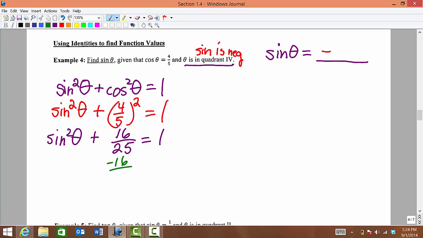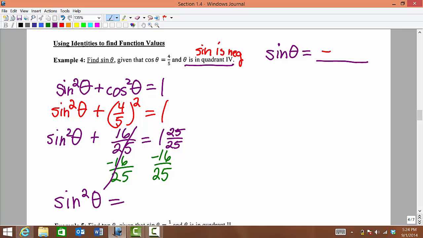Now we can subtract 16 over 25 from both sides of our equation. And we know that when we subtract, we do need to have a common denominator. If I was to write 1 with a denominator of 25, of course that would be 25 over 25. So now we have that sine squared theta is equal to 25 minus 16, which is 9, keeping our same denominator.